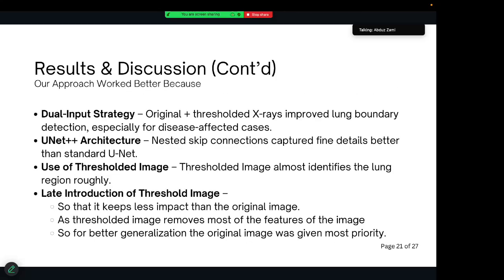Well, now let's talk about why our approach worked better. First of all, due to the dual input strategy, the way we utilize the original chest X-ray and the thresholded image to improve the lung boundary detection, especially for the disease affected cases. I should tell you that the Shenzhen and the Montgomery datasets contain several disease affected cases like tuberculosis, and obviously the UNet++ architecture and the use of the thresholded image.